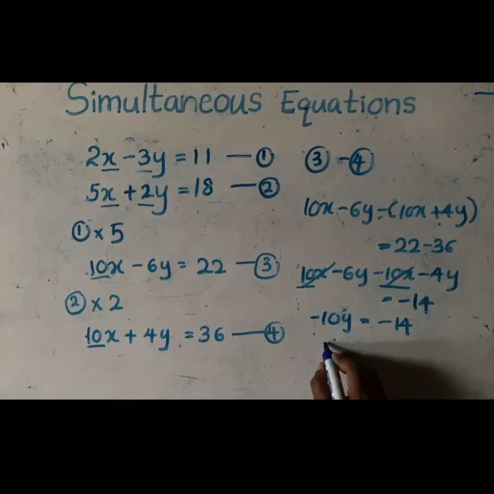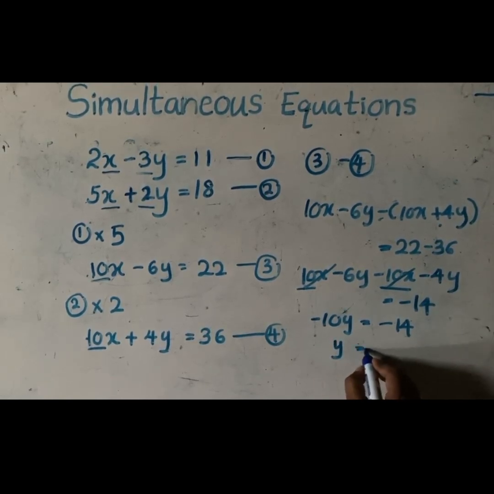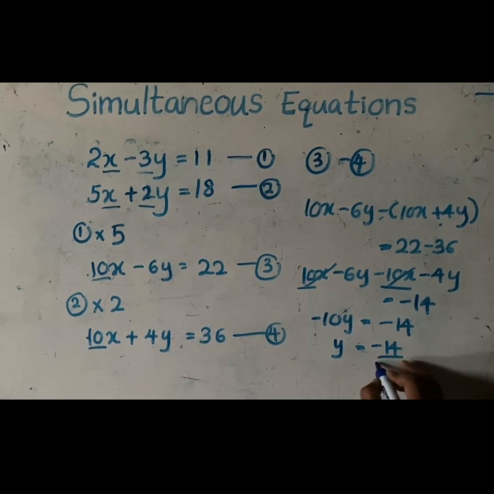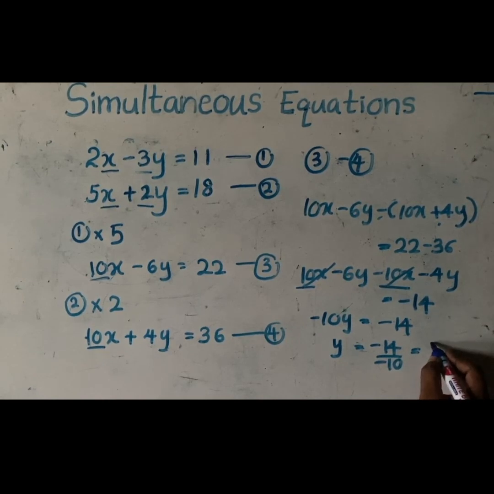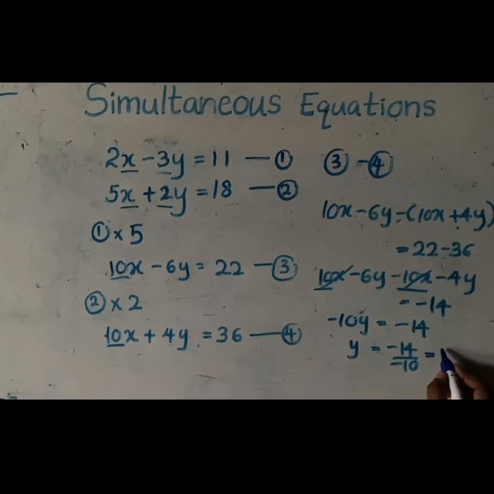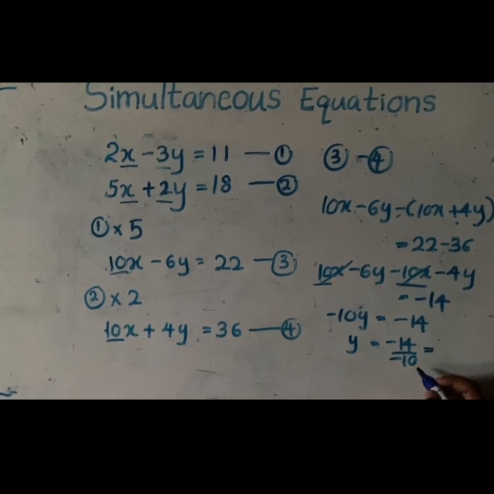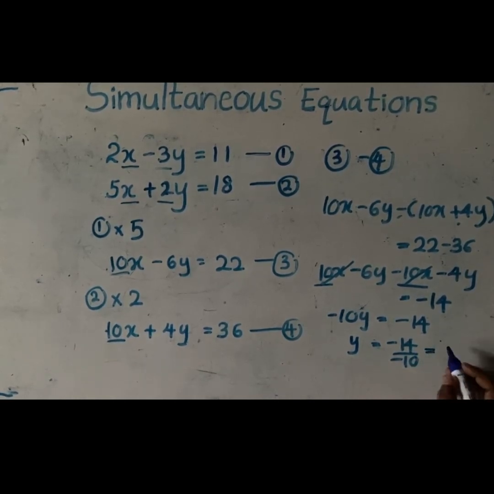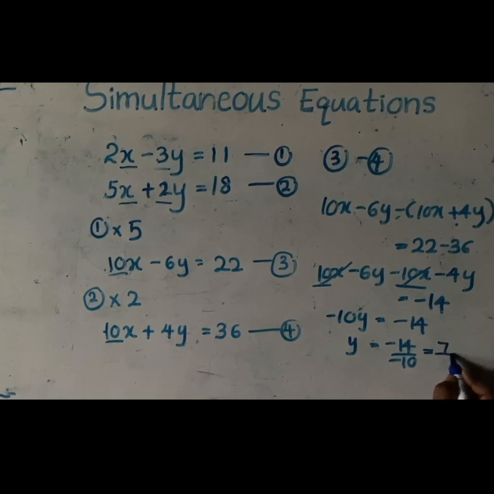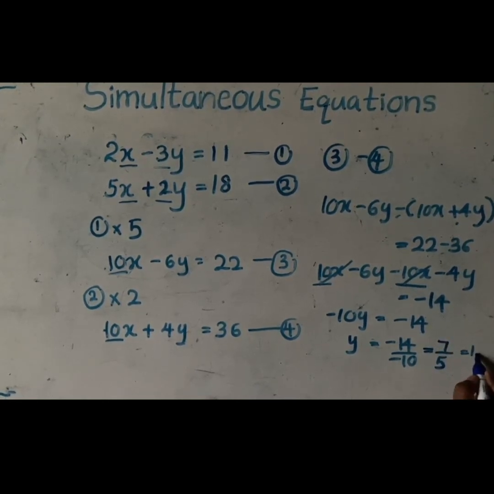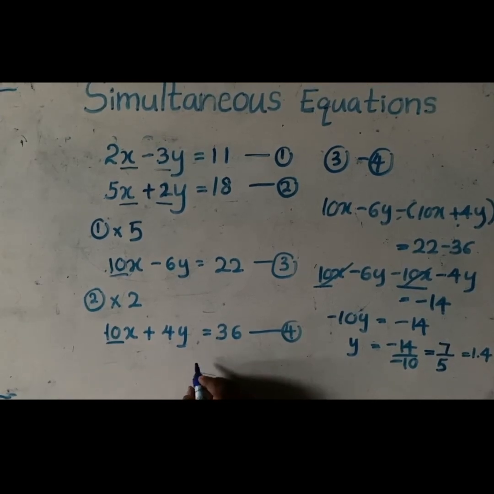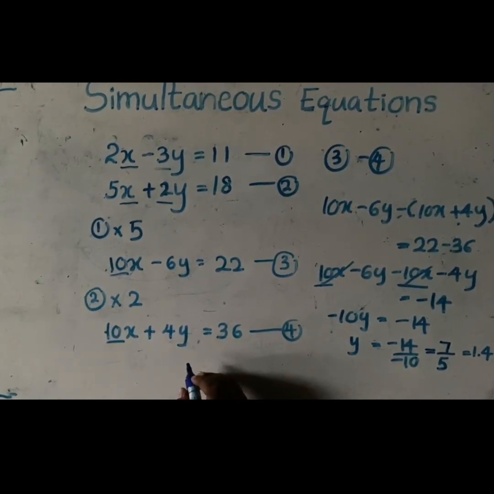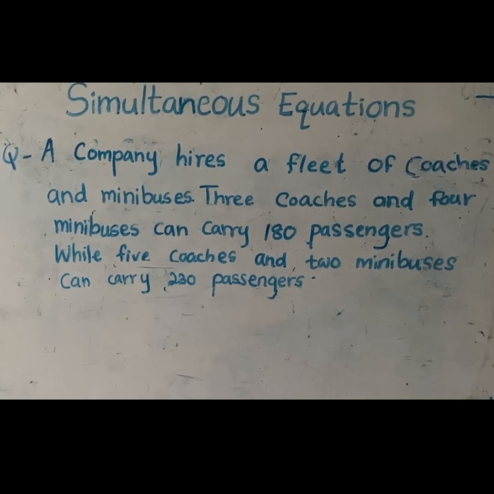Now I divide both sides by negative 10. 14 over negative 10. When you divide a negative value by a negative value, you will get a positive value. Then you can get the value 7 over 5, that means 1.4. Now you can substitute the value of y into equation 1 and you can get the x value. We will see another question.